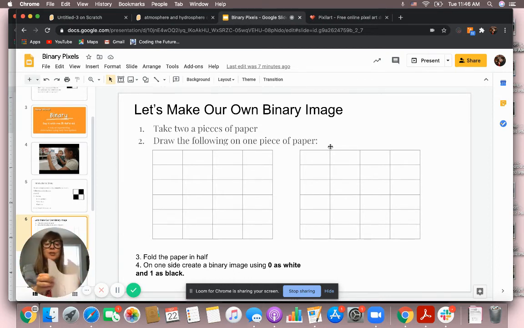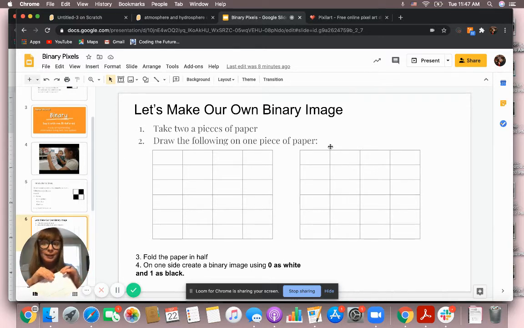And then what I'm going to do is I'm simply just going to fold this piece of paper in half, just like so. And remember, whatever piece of paper you have is just fine. I'm going to continue to draw this. Here's your piece of paper, like so. I just took one piece of paper and folded it in half.